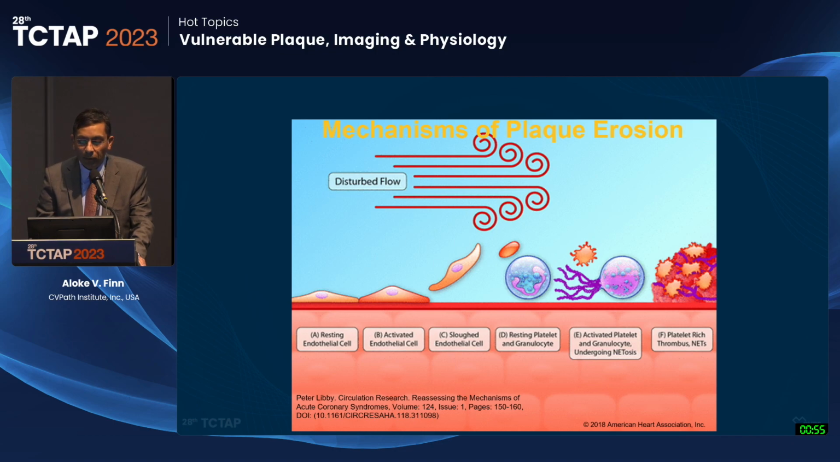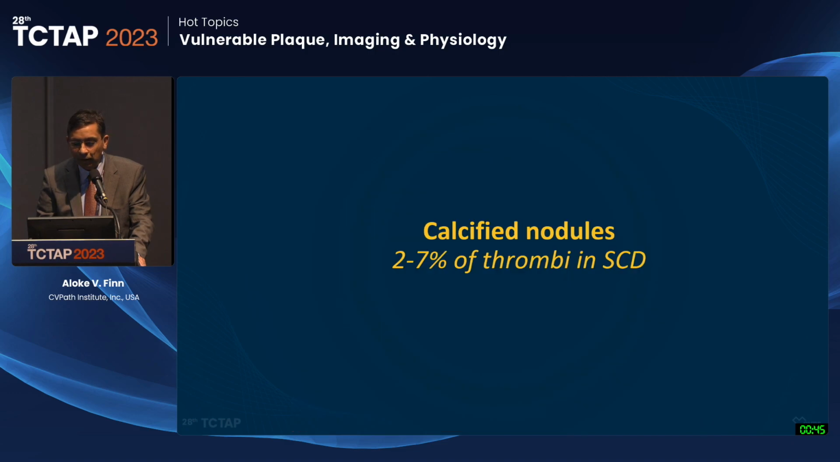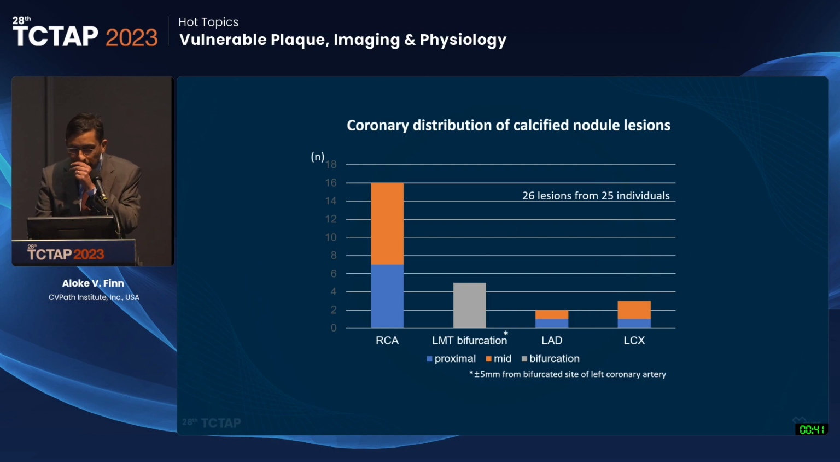So we talk about vulnerable plaque. We don't know the vulnerable plaque that underlies plaque erosion, and which of those fibroatheromas or intimal thickenings will go on to erode. That's a big mystery and a missing link. Now, calcified nodules, Ik mentioned, so I'm just going to briefly talk about the pathophysiology.